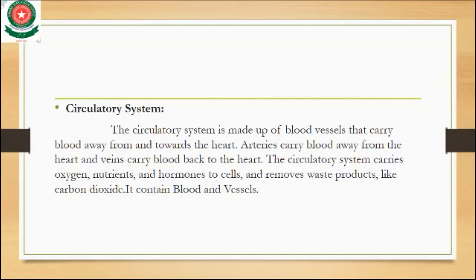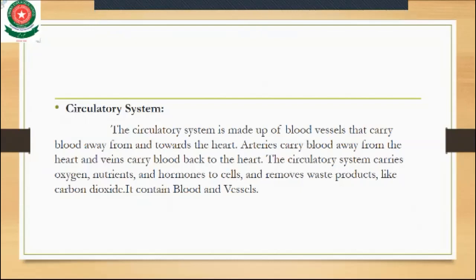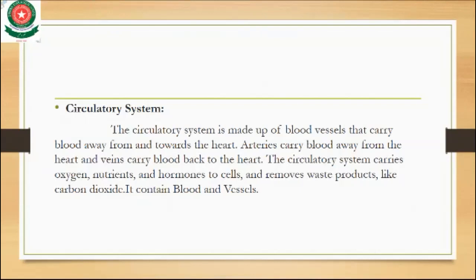The circulatory system carries oxygen, nutrients and hormones to the cells. It can also remove waste products like carbon dioxide. It also contains the blood and vessels. In an easy way, you can say that the main function of the circulatory system is to circulate the blood within the body.